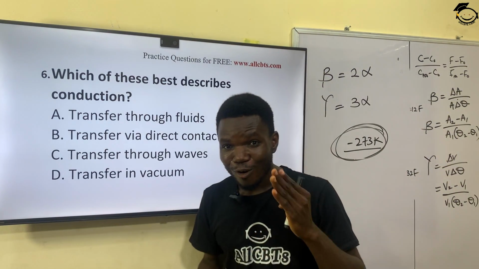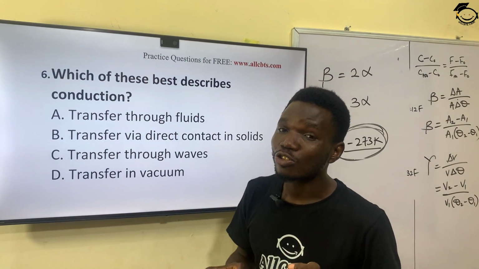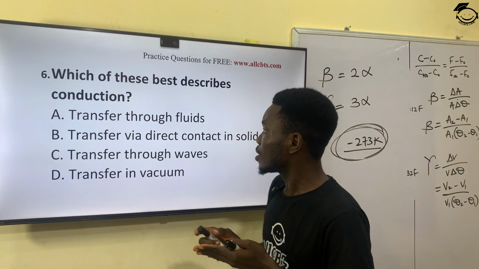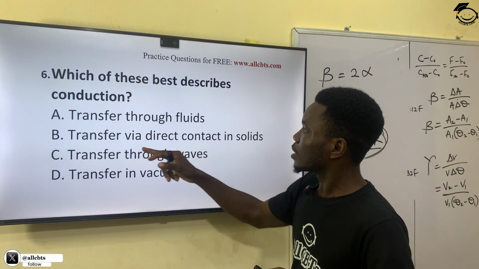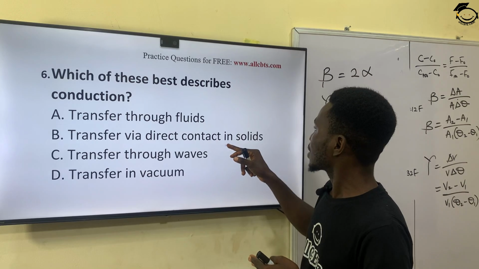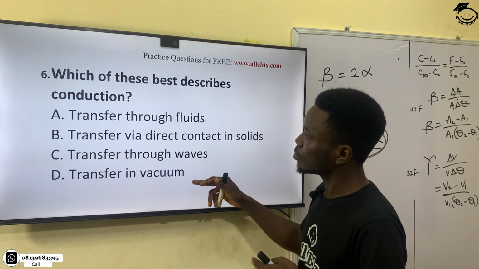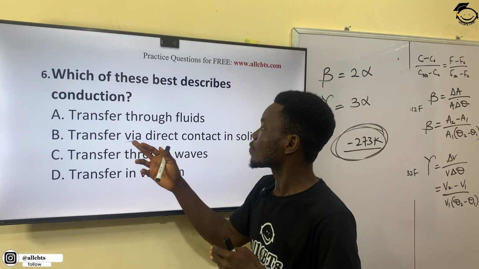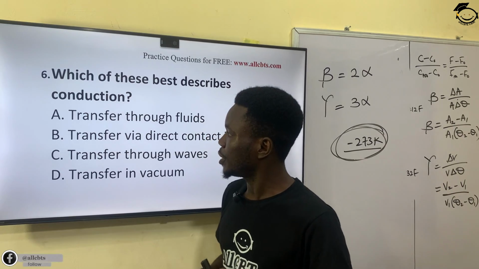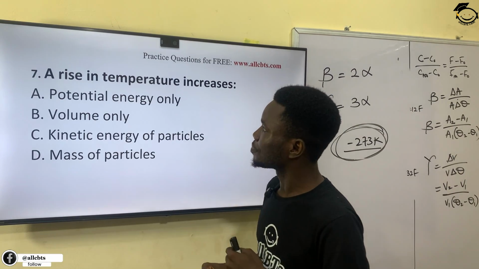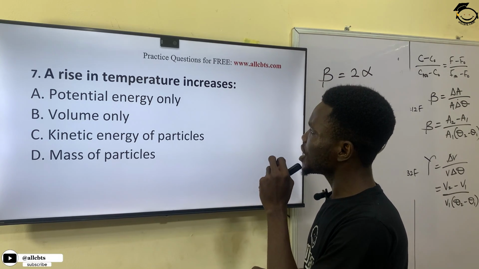Like we said before, conduction is the transfer of heat within solids, and it has to do with bodies in contact. So let's look at our options. Option A says transfer through fluid. Wrong. Transfer via direct contact in solids, transfer through waves, and transfer in vacuum. The correct option is B, transfer via direct contact in solids. Question number 7 says, a rise in temperature increases dash.